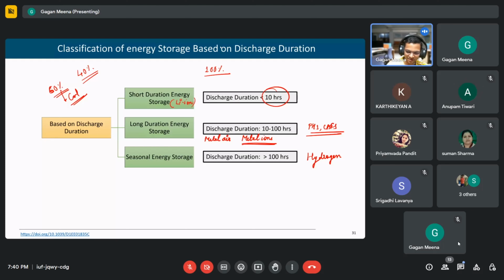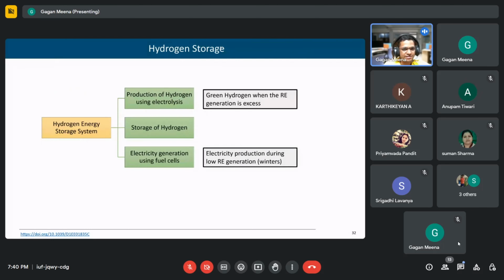Yes. Okay. So this is the hydrogen energy storage system. It has 3 components. One is production of hydrogen using electrolysis. Why is it called green hydrogen? National Green Hydrogen Mission. What is green here? Renewable energy for the electrolysis process. Correct. So this hydrogen is being produced from renewable energy.